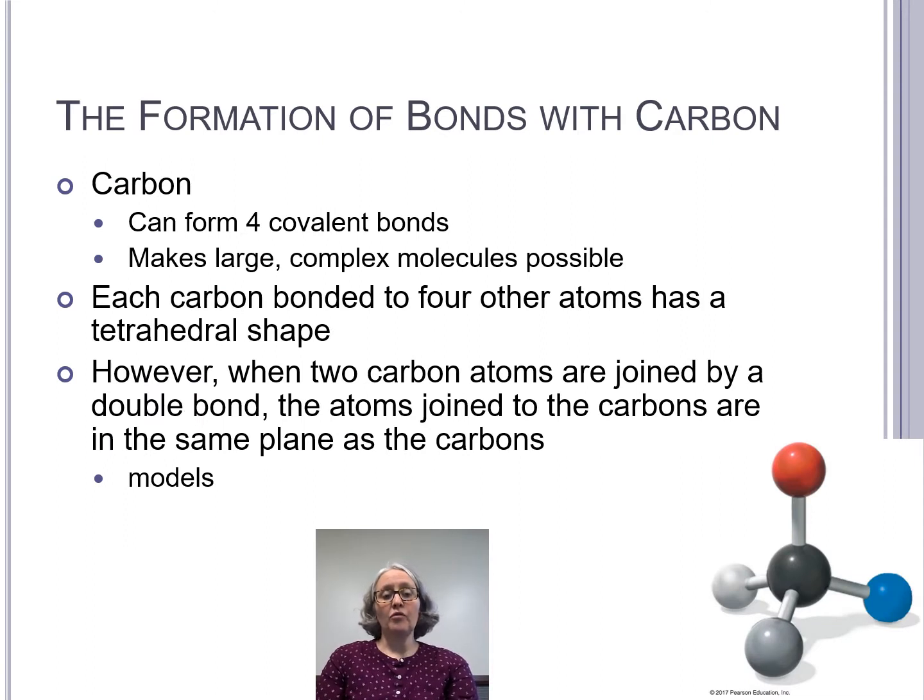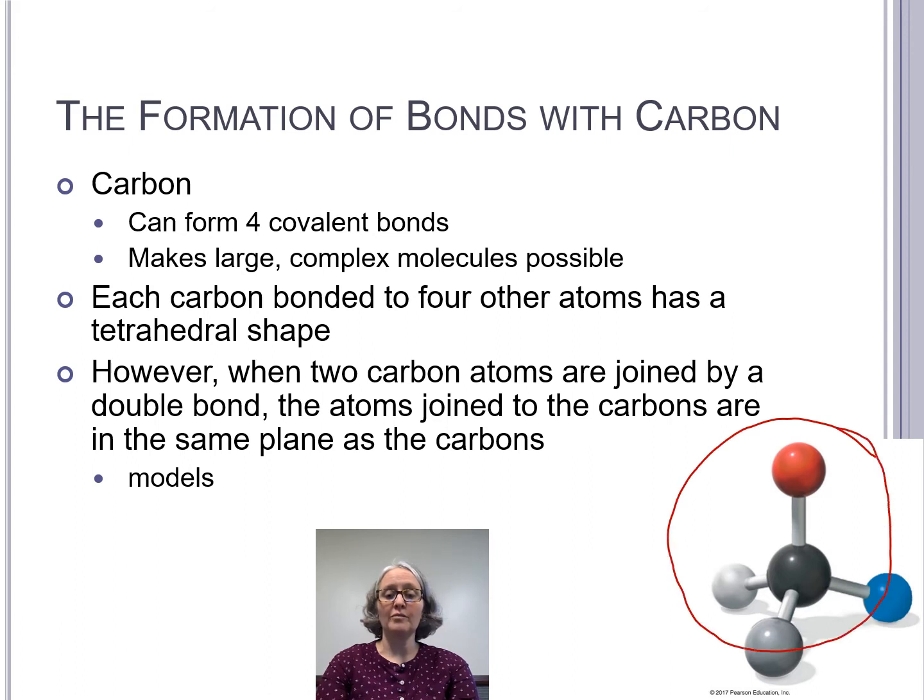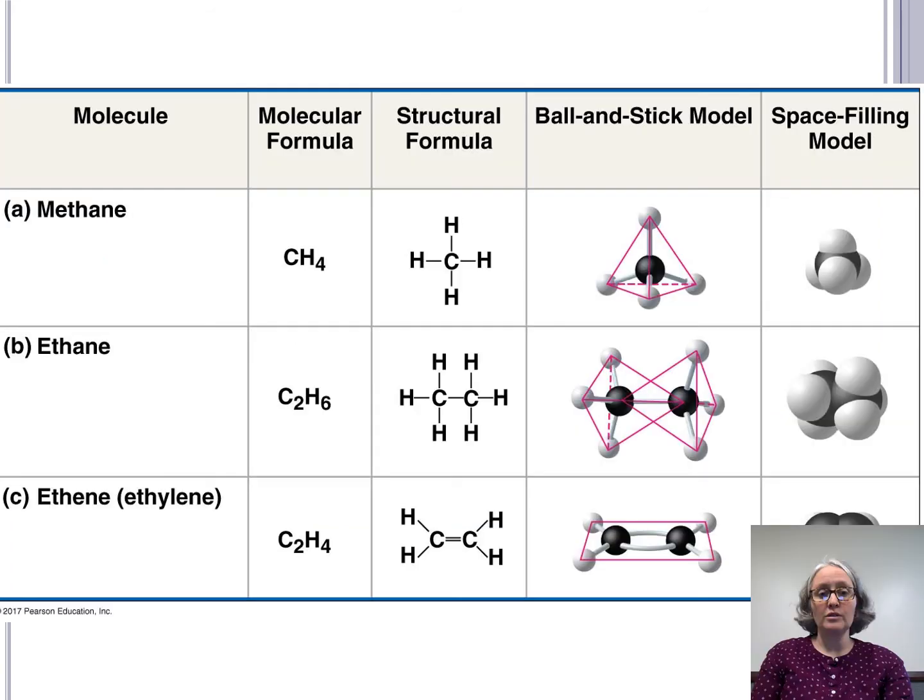Carbon, because it can form these 4 covalent bonds, makes very large, complex molecules possible. Each carbon bonded to 4 other atoms has a tetrahedral shape, which is that sort of pyramid shape that you might remember from one of the earlier slides. However, when 2 carbon atoms get joined together by a double bond, those 2 carbon atoms actually get smashed out into a single plane. And you can see that well on the next slide.